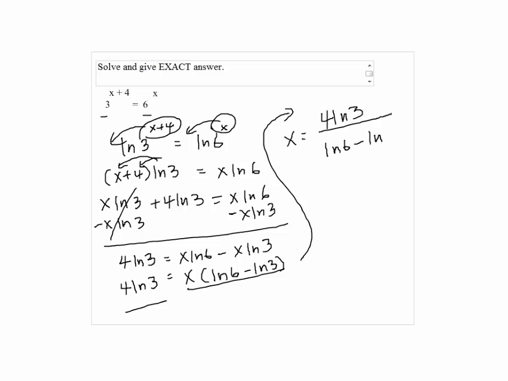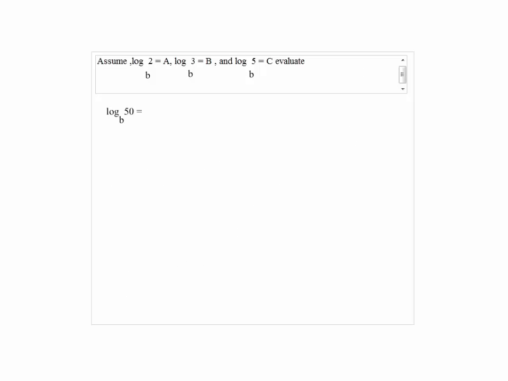By subtracting x ln 3 from both sides, we have 4 ln 3 equals x ln 6 minus x ln 3. Now we can factor the x on the right-hand side, so we have x times ln 6 minus ln 3, which equals 4 ln 3. Finally, we can divide both sides by ln 6 minus ln 3, so the answer will be 4 ln 3 over ln 6 minus ln 3.